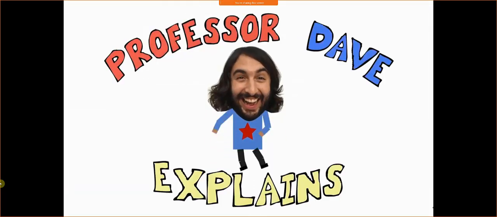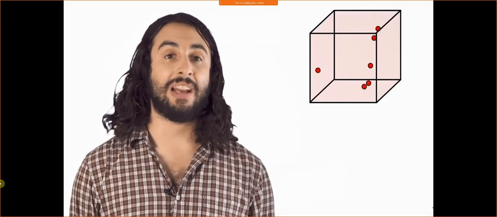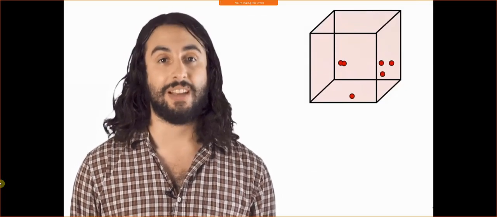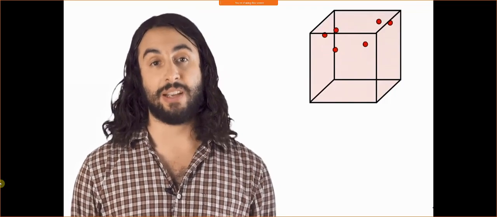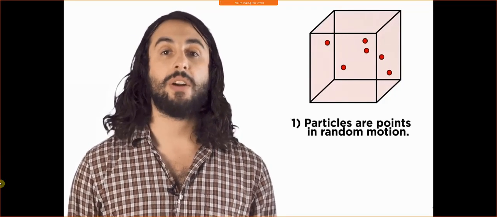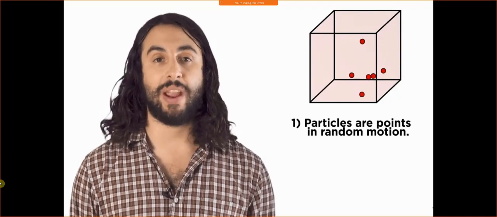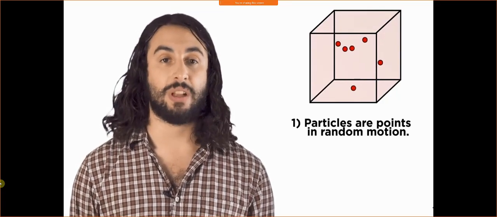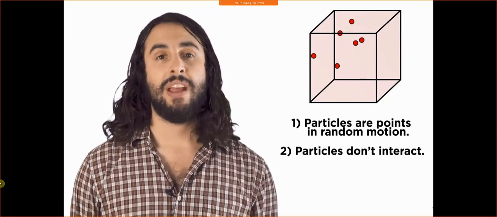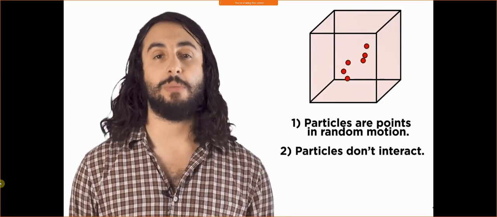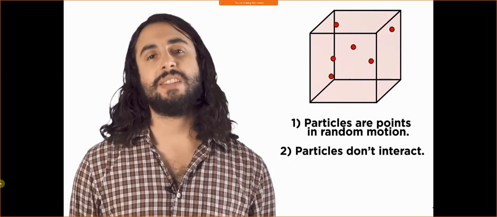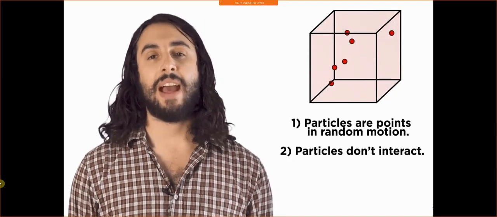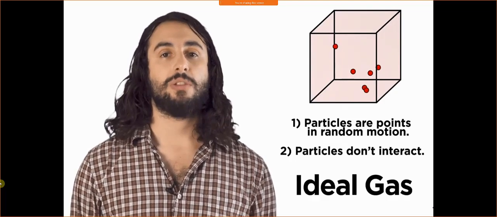Professor Dave explains. Let's recall our definition of a gas as the phase of matter where atoms of a substance are in motion and fill their container. If we make a couple simplifying assumptions about gases, we can make some easy predictions. Those are that, 1, particles of a gas are dimensionless points in random motion, and the identity of the gas is irrelevant. It could be anything. And 2, that the particles don't interact apart from elastic collisions, bouncing off one another like balls on a pool table.